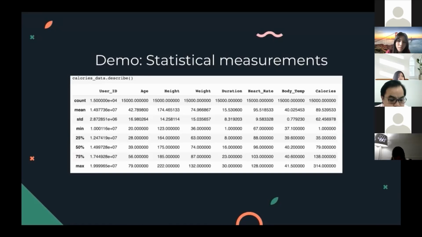As user ID is not an actual count number, we will skip it and move to the other columns. The data show that 50% of people in the dataset are approximately 39 years old, which is quite near the mean value, which is 42. The duration of exercise is also shown in the column, as well as heart rate, body temperature, and calories, where the mean, maximum, and minimum are also shown in the rows.